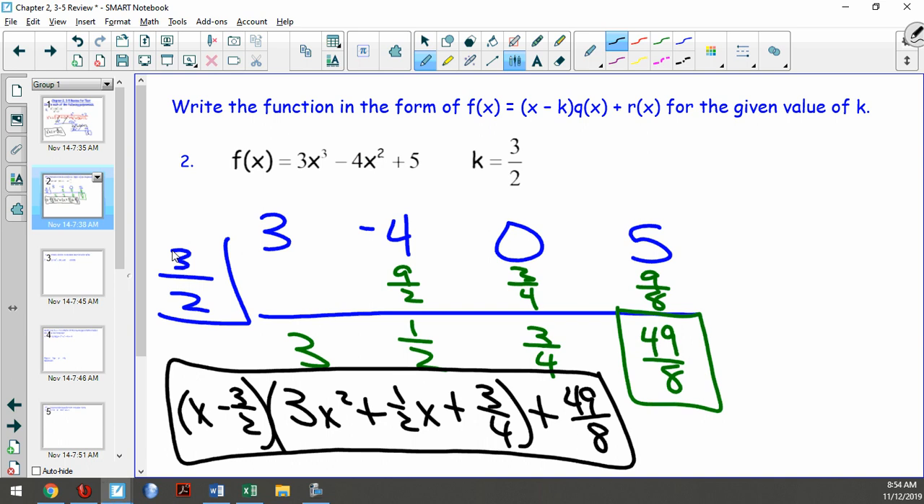I will have a point for the x minus 3 over 2, 3 points for this polynomial here, and then a point for the remainder. Does that make sense? We good? This is a big test.